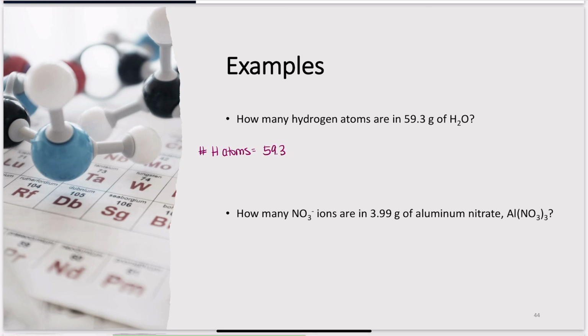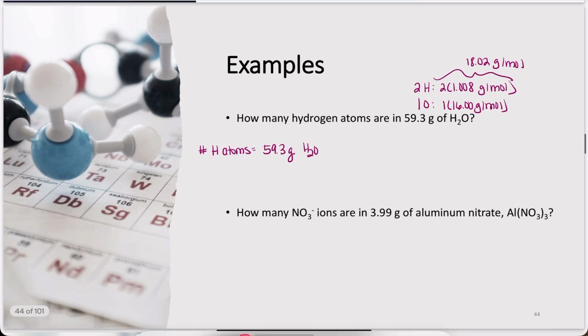And I'm starting off with 59.3 grams of water. Again, if I add up the molar mass of water, 2 hydrogens, 2 times 1.008 grams per mole, 1 oxygen, 1 times 16.00 grams per mole, overall 18.02 grams per mole. So I've got 59.3 grams of water. And the first thing I'm going to do is convert to moles.